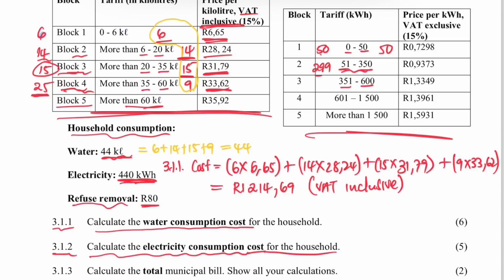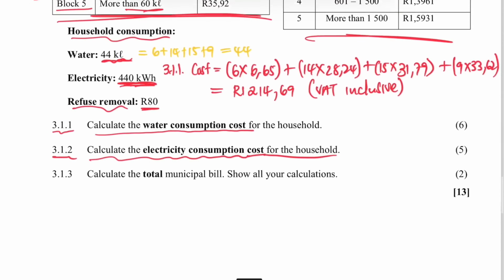600 minus 351 is 249. So here it's not going to be 50, it's going to be 299. From 440, you minus the 50, you minus the 299, you are left with 91. So in the third block, it's going to be 91, not 99. Sorry, guys. If you check these, when you add all of them, they must give you 440, to make sure that you distributed those correctly.